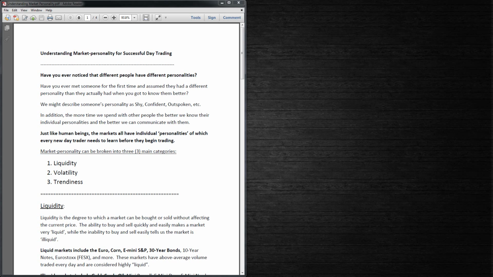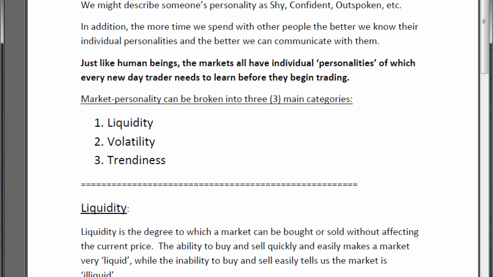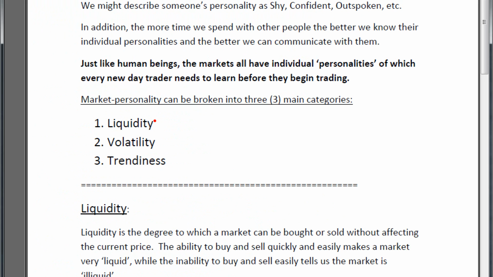Market personality is a pretty big factor in day trading, and it's really important that day traders understand the different aspects of a market's personality to be able to get in and get out in the most efficient way. There are three main categories when it comes to market personalities. The first is liquidity. The second is volatility, and the third is trendiness.